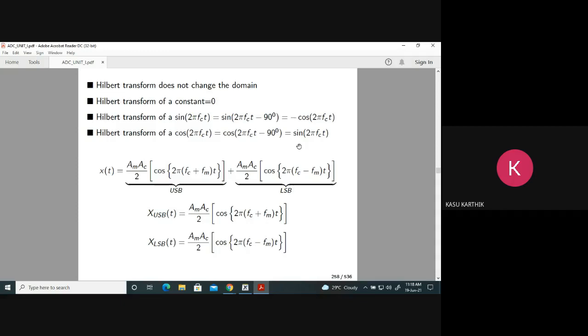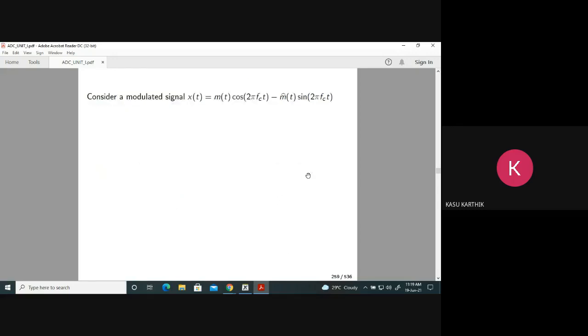Okay. So these are the two equations of SSB. If you transmit the upper sideband, what do you get? This is the amplitude anyway, cos 2 pi (fc plus fm)t. If you transmit the lower sideband, cos 2 pi (fc minus fm)t. These are the equations of single sideband.